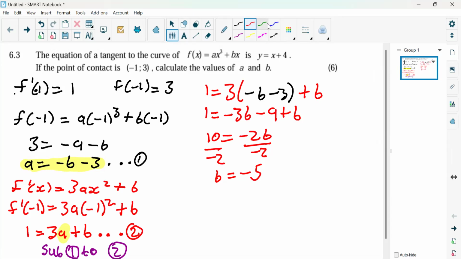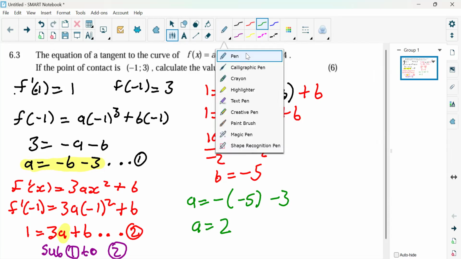Okay, now that we got b, we can go back to our equation and just substitute for a again. So we say a was given as minus b minus 3. A is equal to minus open bracket minus 5, minus 3. So it says A is equaling to negative, and a negative gives us positive, so we get 5 minus 3. A is equaling to 2. Okay, so we got A is equaling to 2.